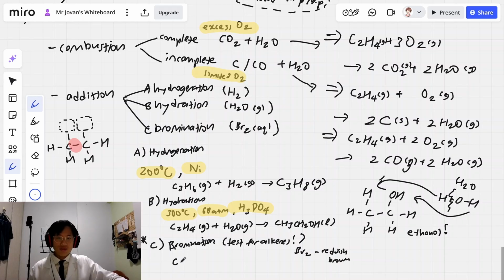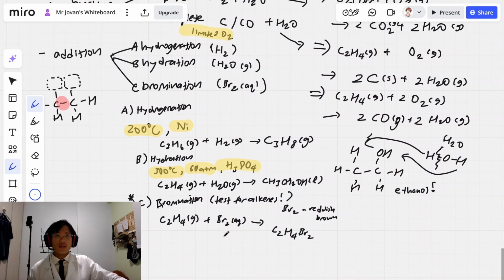Same thing, I'm just going to use the simplest alkene, ethene, here. I'm going to add aqueous bromine. I told you it's aqueous bromine. What do we get? The two bromines go in. C2H4Br2. So simple.